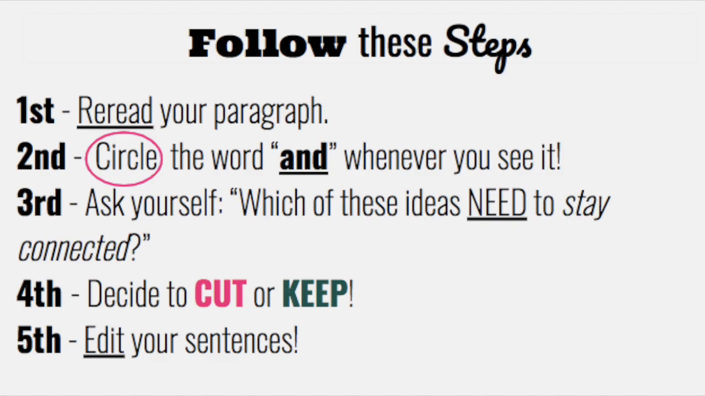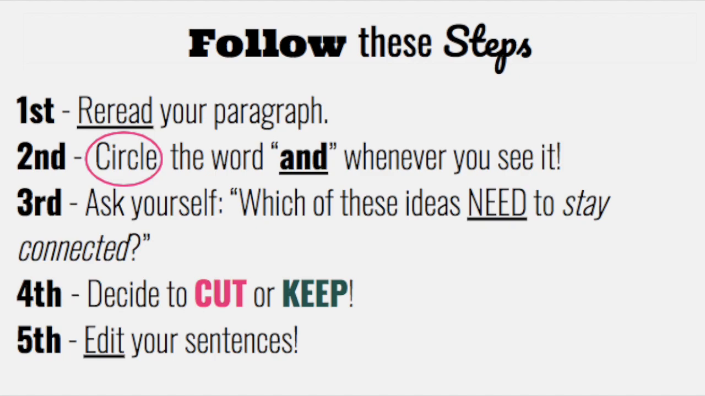Before I model exactly how to "and or not to and," let's go over these 5 simple steps. So step 1 is to reread your paragraph. Step 2 is to circle the word "and" whenever you see it. Step 3 is to ask yourself, which of these ideas need to stay connected? Step 4 is to decide whether to cut or keep your ands. And step 5 is to edit your sentences.